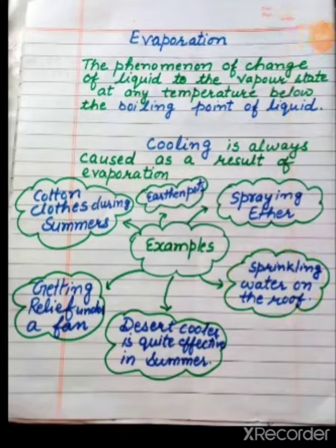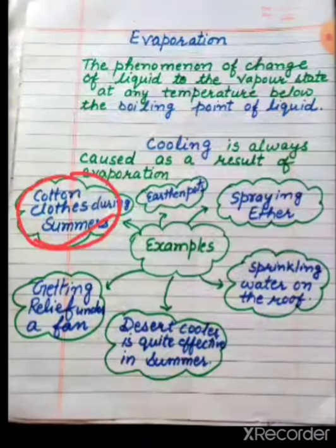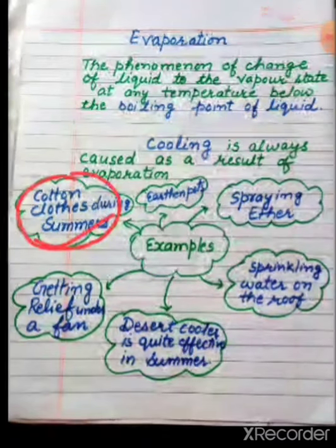Third example is we normally prefer cotton clothes during summer. Actually, we perspire a lot in hot and humid weather. Since cooling is caused during evaporation, the body temperature gets lowered. We feel more comfortable. Now, cotton is of porous nature and is a good absorber of water coming out of the pores as sweat.